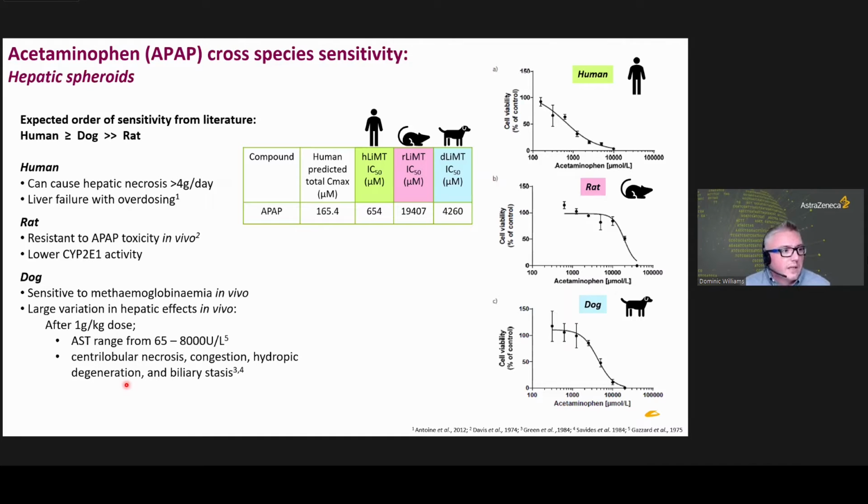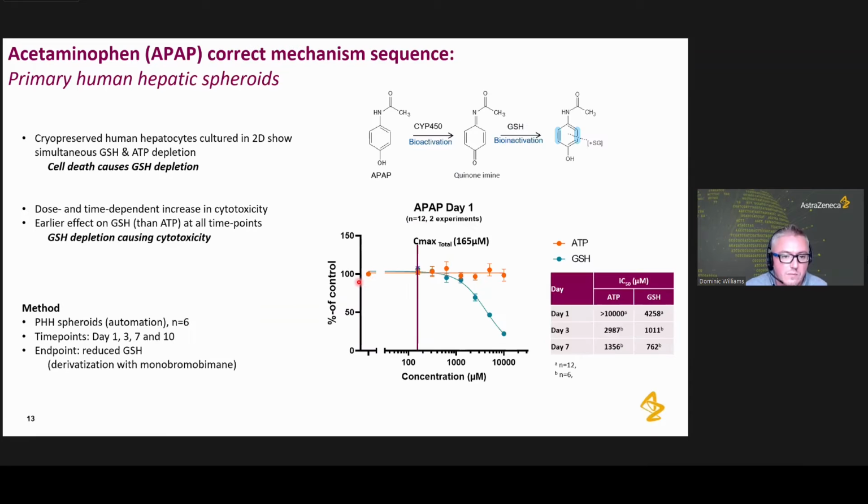So further confidence building we got was we looked at cross-species spheroids in human, rat and dog for paracetamol toxicity. And the expected order of sensitivity from the literature is human is the most sensitive, dog is intermediate, and rat is quite resistant because it has a much lower cytochrome P450 2E1 activity. And broadly, we found the sensitivity of the spheroid models to be similar in that human were the most sensitive, dog was in the middle, and rat was the least sensitive. So it gave us confidence to continue using these spheroid models.